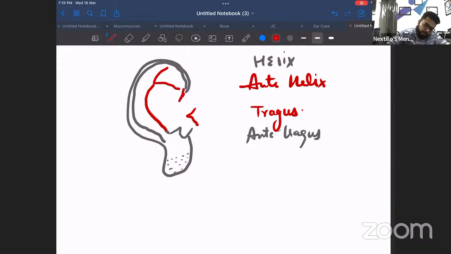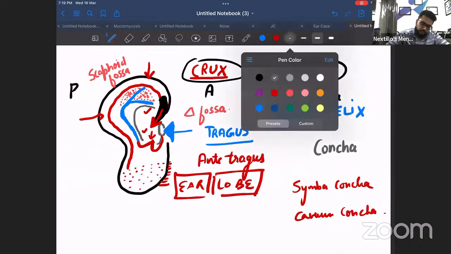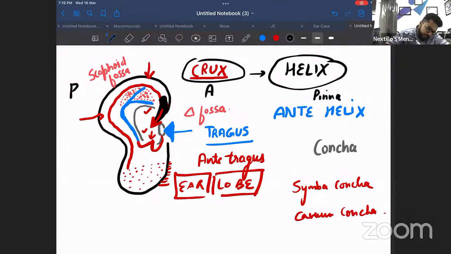Now this part, which is crux of the helix, will divide the depression over here, which is the concha, into two: the cymba concha and the cavum concha. Here will be the opening of the external auditory canal. So this is very simple. Now, I would like to specifically point out one thing. In some people, there will be a projection over here, a small tubercle known as Darwin's tubercle. It is present in some people, not all.